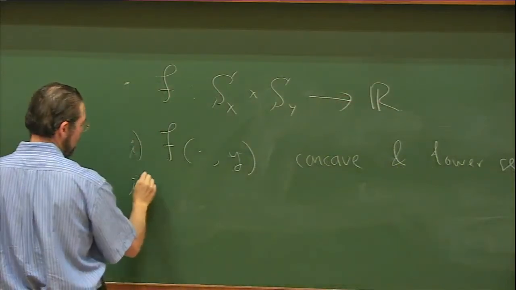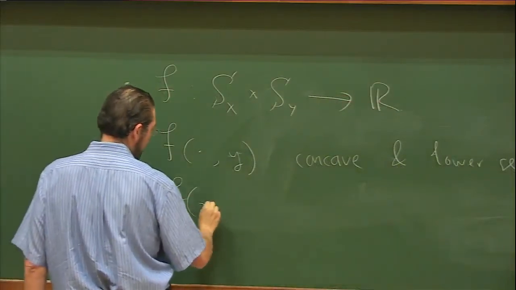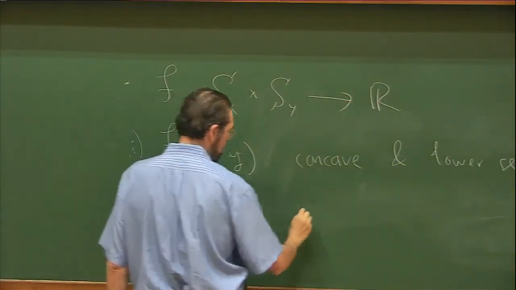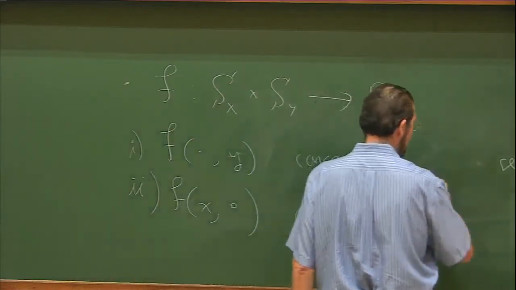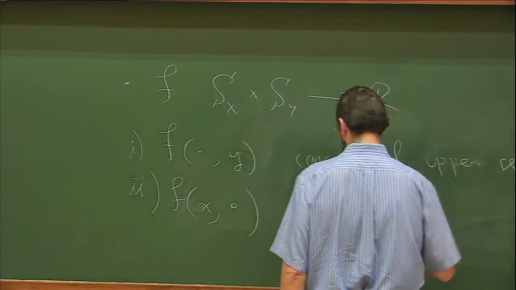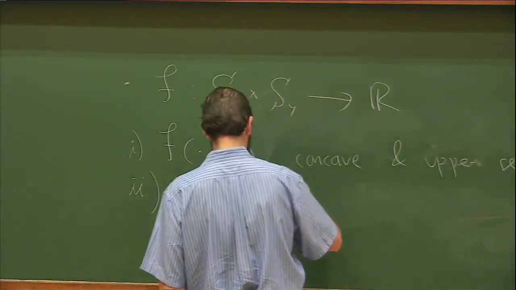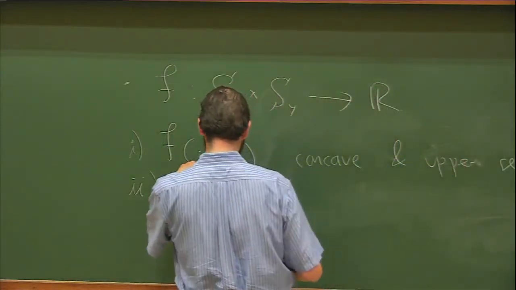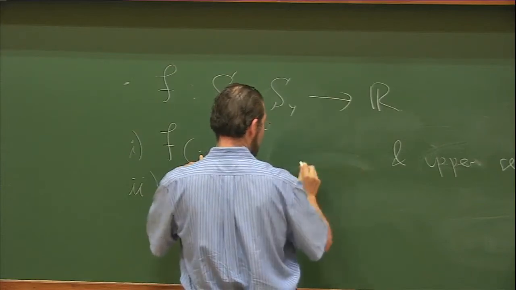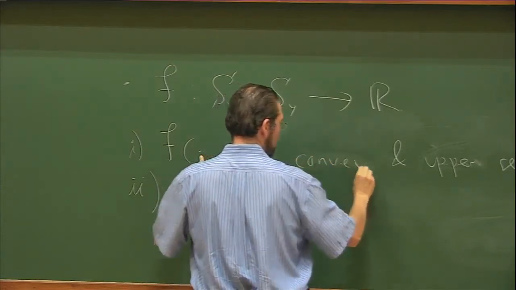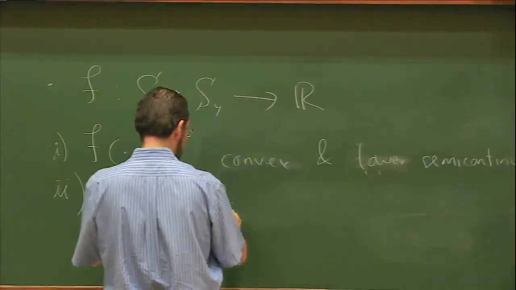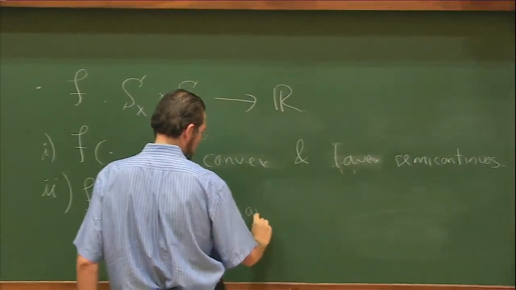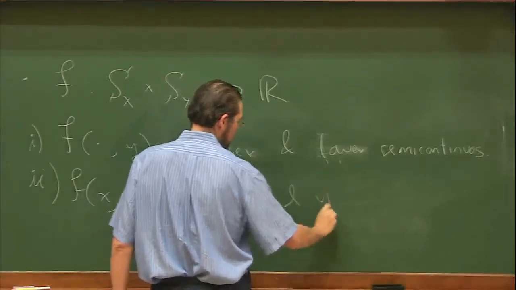And as a function of y, you need it to be concave and upper semi-continuous. I'm going to be minimizing over x, so that is convex and lower semi-continuous. I'm going to be maximizing over y, so that's concave and upper semi-continuous.